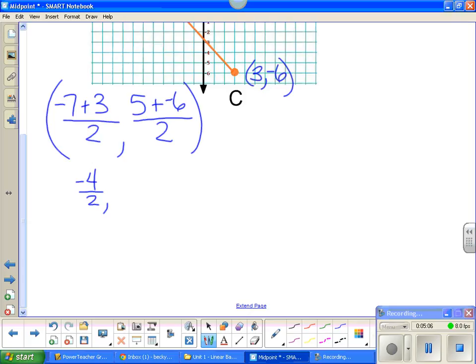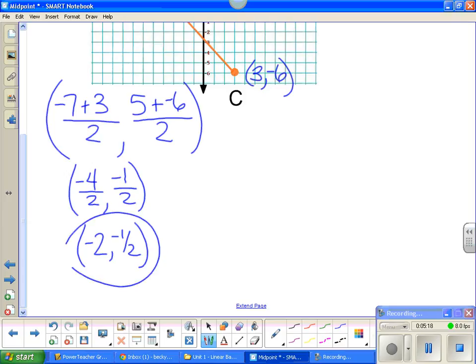And then 5 plus a negative 6 is a negative 1. And then I can clean this up. That's going to give me a negative 2, comma. I can't do anything to negative 1 over 2, so it's a negative 1/2. So that is my midpoint.